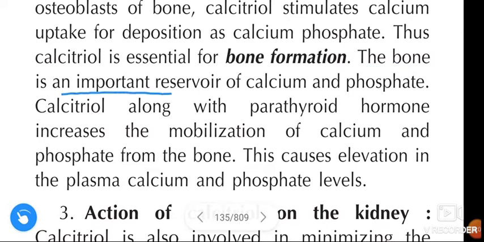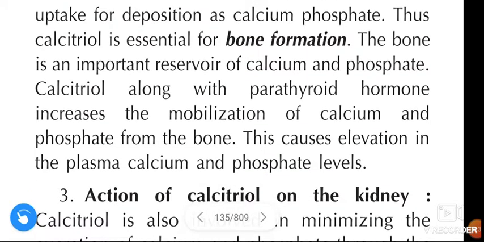The bone is important reservoir of calcium and phosphate. Here bone is important reservoir for what? Calcium and phosphate. Calcitriol along with parathyroid hormone increases the mobilization of calcium and phosphate from the bone. This causes the elevation in the plasma calcium and phosphate level.